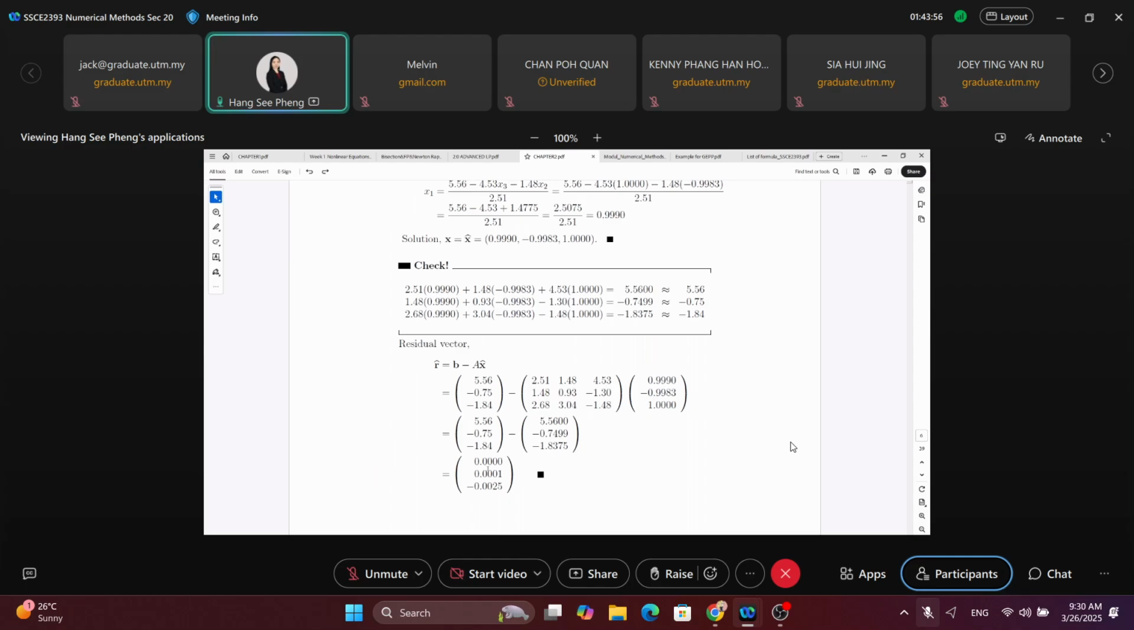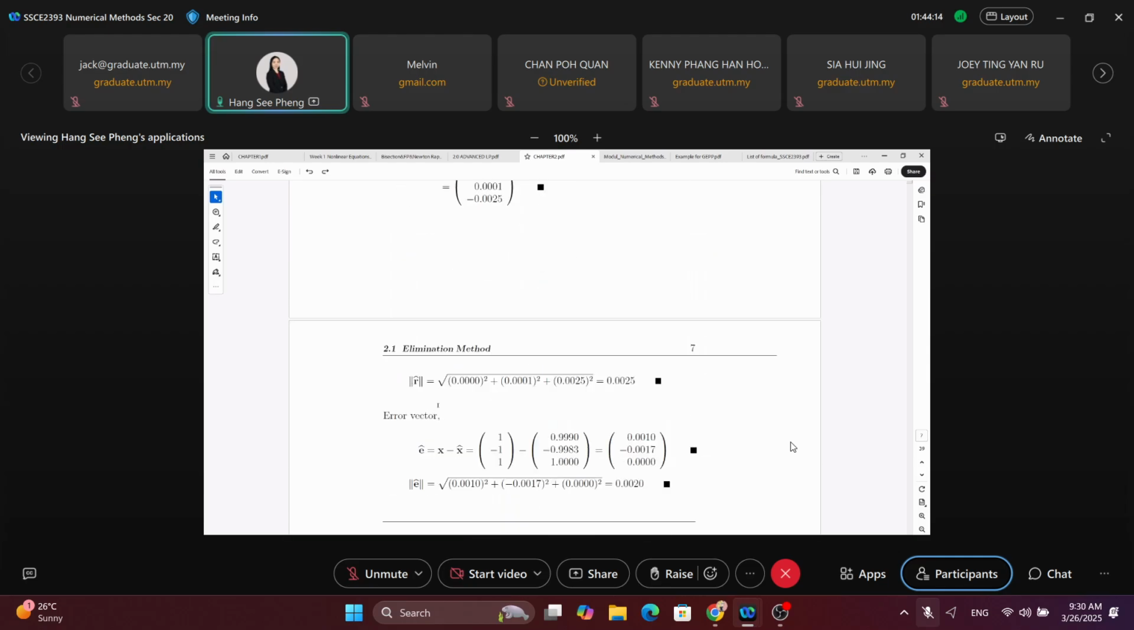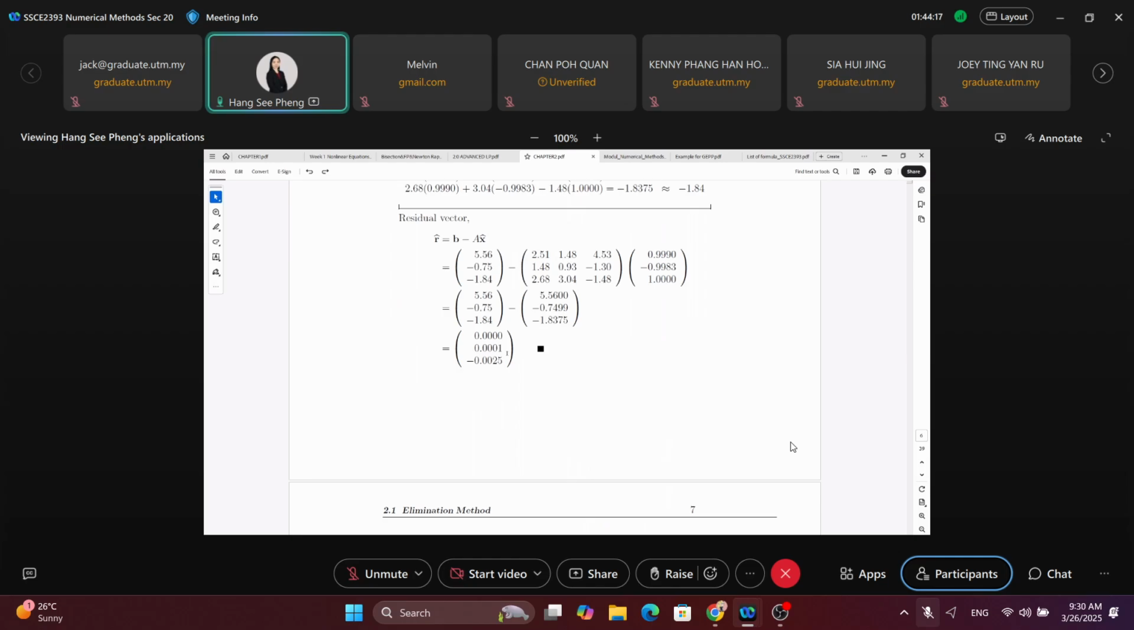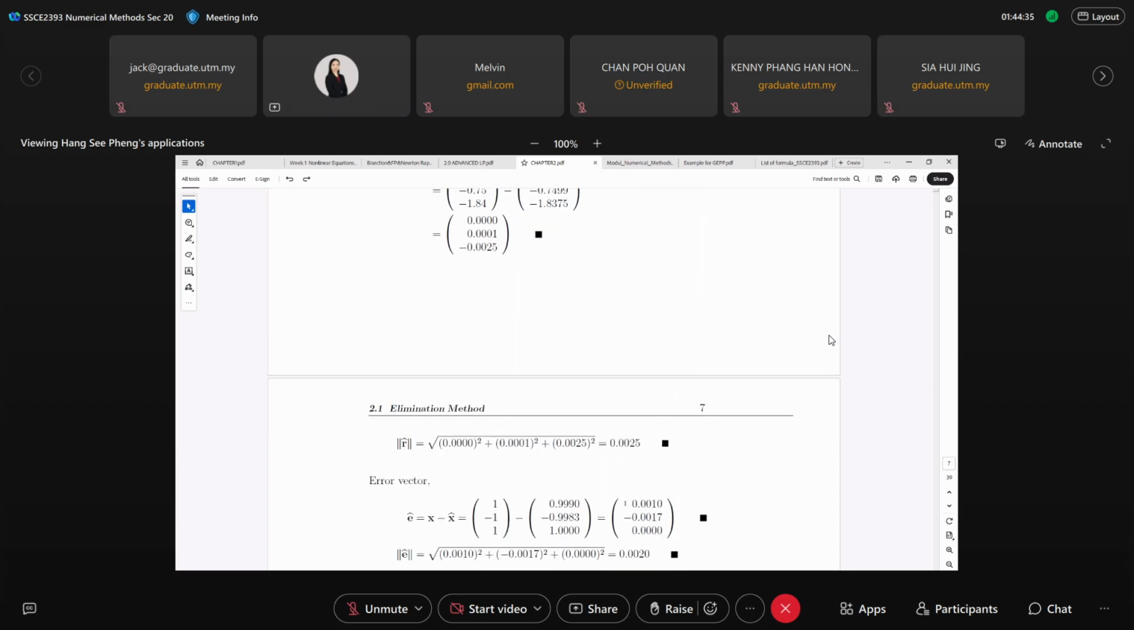Because you want to find what is the x1, x2, x3 values. When you put it into the equations, it is equal to the right-hand side values. So now you get the residual vector. It should be small values for all the x1, x2, x3. Yeah, and then now we wouldn't want to have three values. You just want to have only one measurement. So we can use the residual vector, and the two norm, to find what is the difference. So square all the values, total up, square root, you get 0.025. Yeah, so that is one of the ways to check the accuracy.